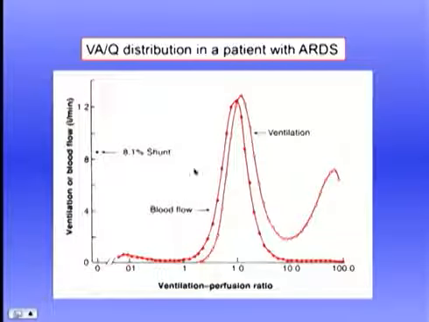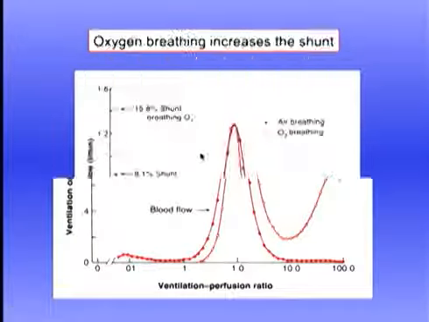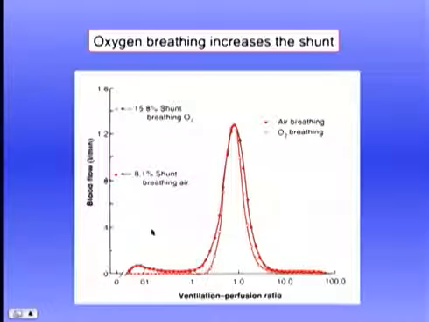Now, this patient was given a high oxygen concentration to breathe, and look what happened. Now we're only showing the blood flows. Here's the blood flow here, and the closed circles are the ones we saw in the last slide. The open circles are what happened after the oxygen breathing. And you can see a very interesting change. What happened was that the blood flow to the poorly ventilated alveoli disappeared. The low VA/Q units disappeared, but at the same time, the shunt increased from 8 to nearly 16%.